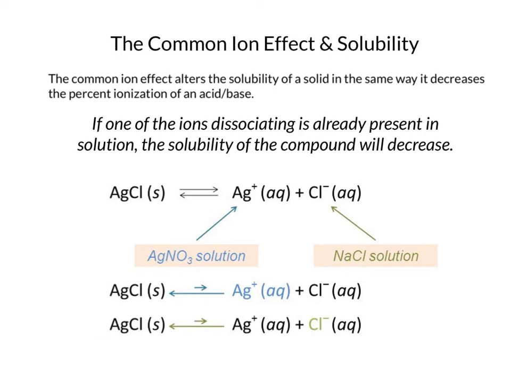So the common ion effect alters the solubility of a solid in the same way it decreases the percent ionization of an acid or a base. If one of the ions dissociating is already present in the solution, the solubility of the compound will decrease. So for silver chloride, if I already have sodium chloride in solution, I'm not going to be able to dissociate as much. Similarly, if I have silver nitrate with that silver common ion, I won't be able to dissociate as much in solution either. So we're going to see how that is also going to affect solubility.